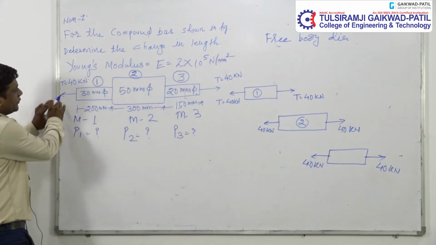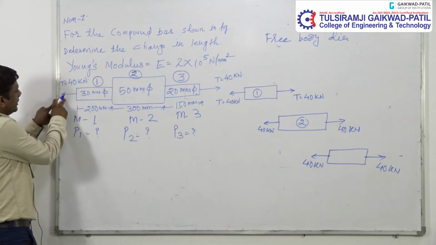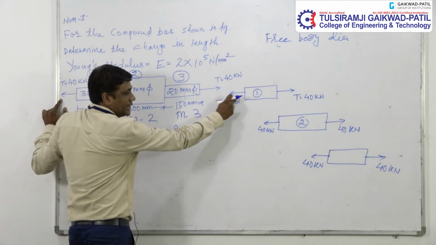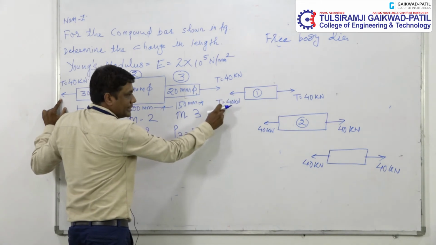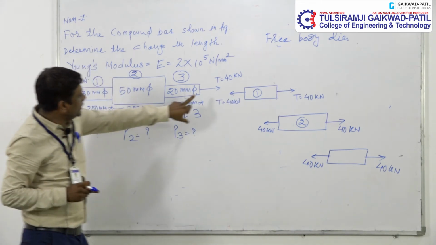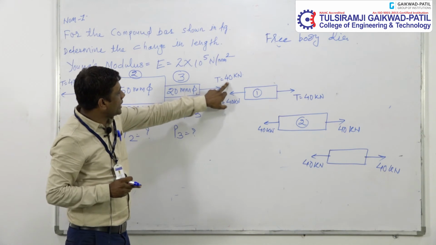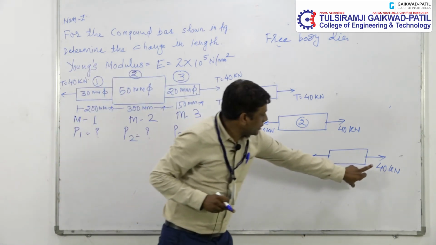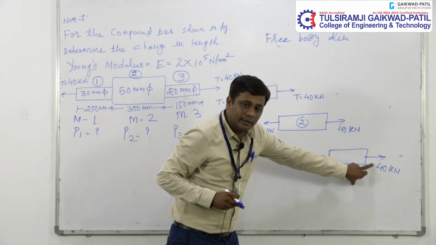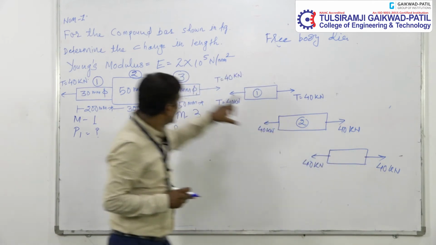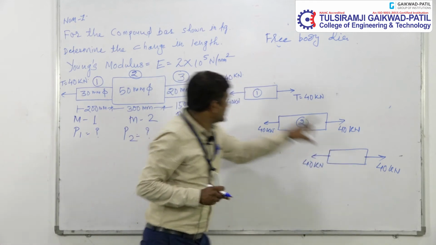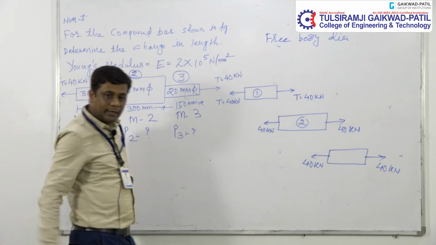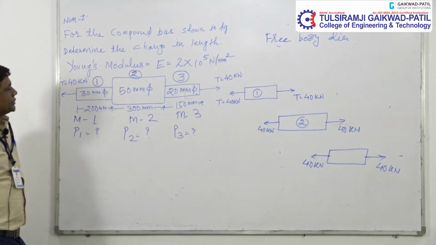Now see this figure. In this figure, a force of 40 kilonewton is acting here. A force of 40 kilonewton is acting here, and the nature of force is a tensile force. And now see here, a force of 40 kilonewton is acting in the rightward direction. So in the final diagram, a force of 40 kilonewton is acting here. So in both cases, these are tensile forces. Now this figure is in complete equilibrium condition.